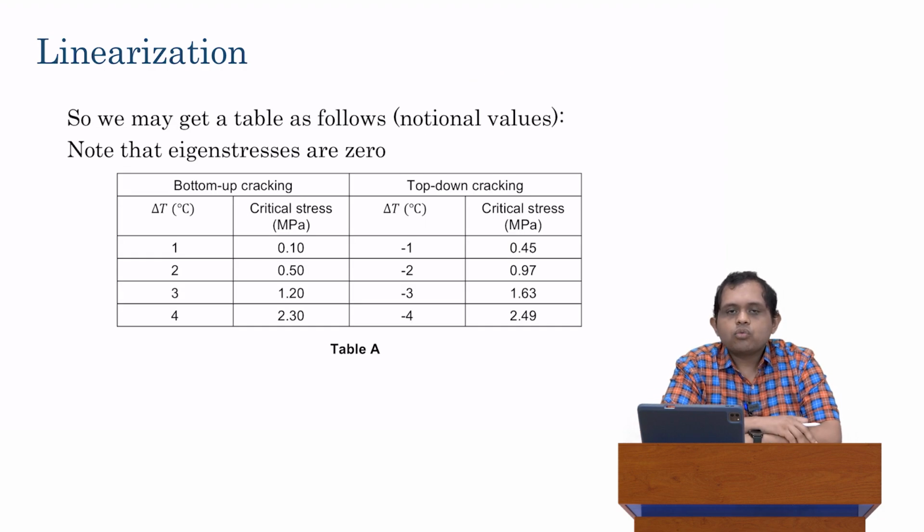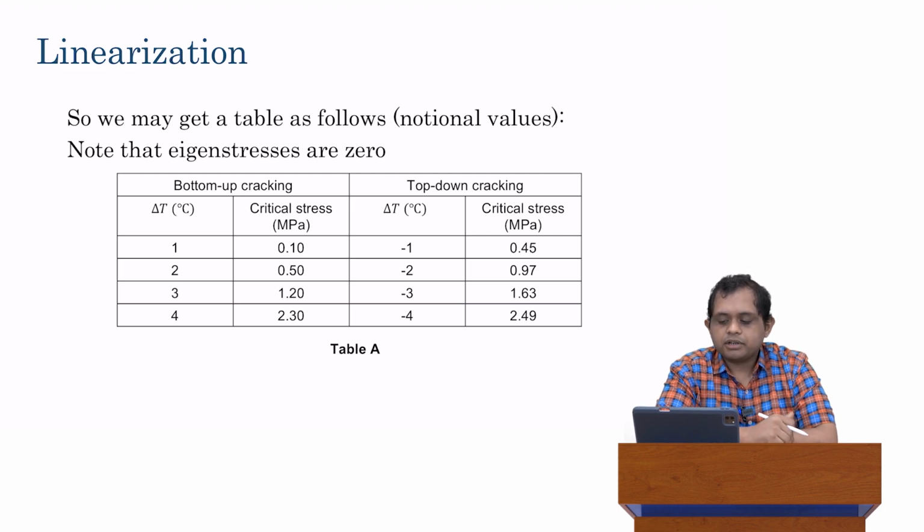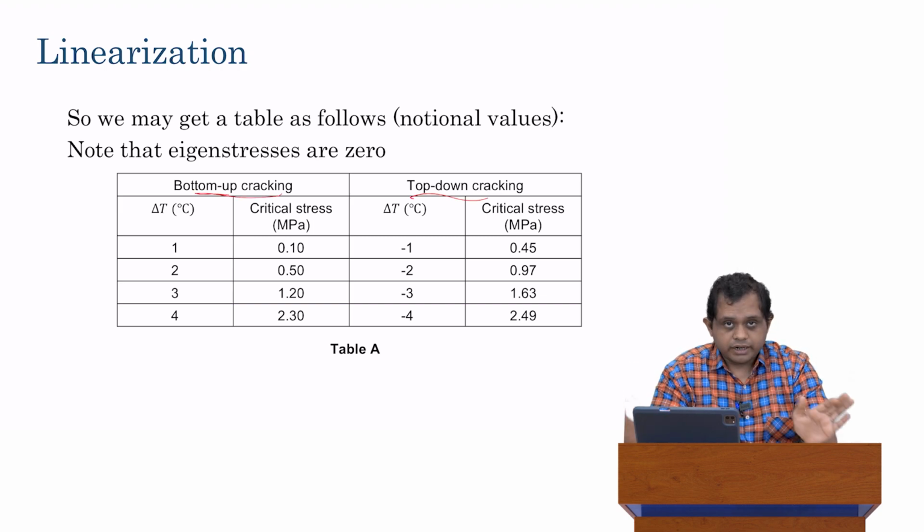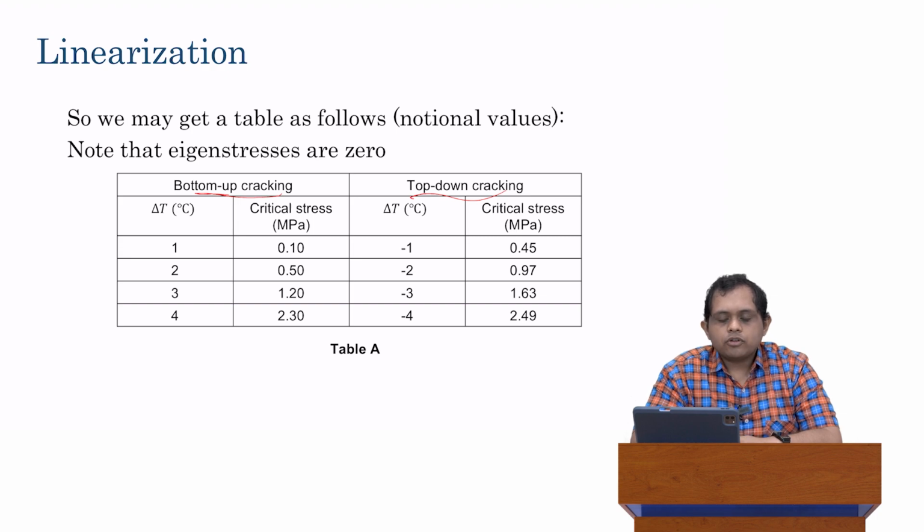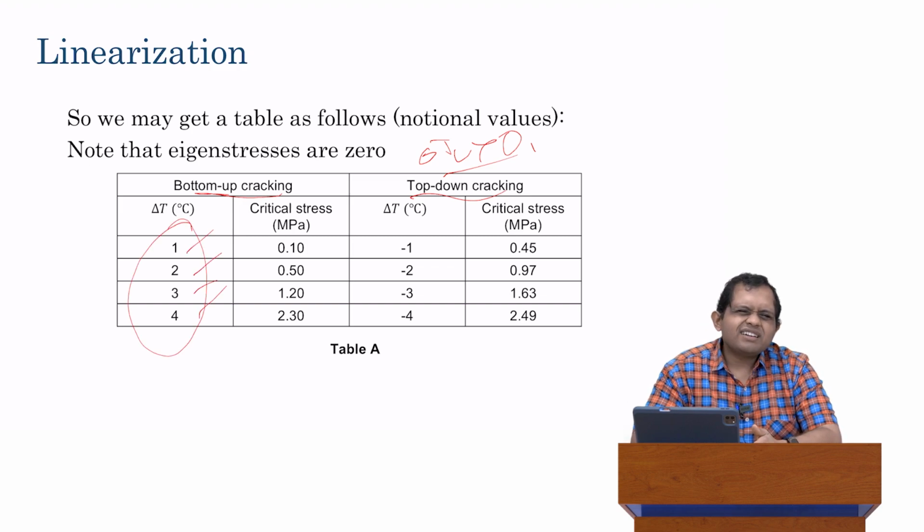Okay. So in the process of linearization, again we have to do top down cracking and bottom up cracking separately. We have to construct a table as follows, separately for bottom up and top down cracking. So over here we have for bottom up cracking, at every 1 degree Celsius. Bottom up cracking occurs when this delta TL is greater than 0. So for every 1 degree Celsius change, we enumerate a table. So I've filled in 1, 2, 3, 4. It's generally difficult to get above 4 degrees Celsius temperature difference. That's quite a lot. It's not impossible, but it's quite a lot.